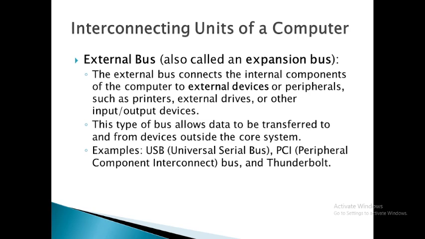For example, we have the USB, which is the Universal Serial Bus, the Universal Serial Pathway. We have the PCI, which is known as the Peripheral Component Interconnect Bus, as well as the Thunderbolt bus.